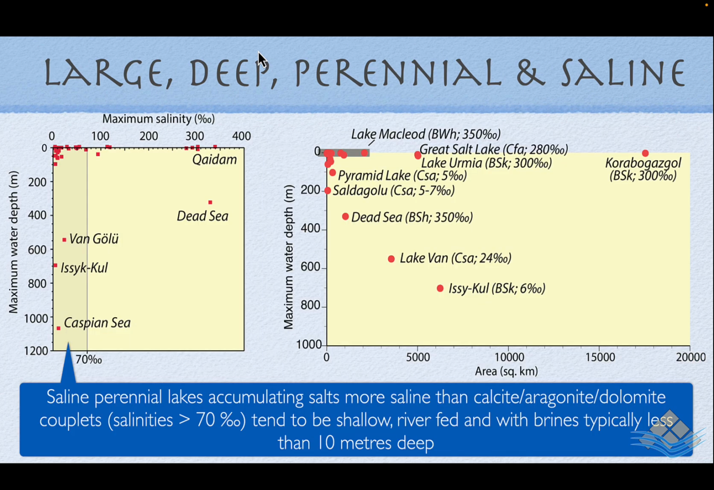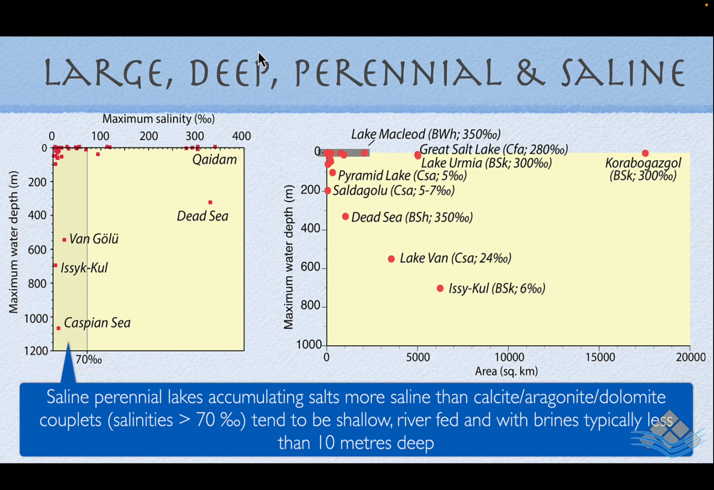Let's have a look at water depth within these saline perennial lakes, and we can see that the majority of saline perennial lakes which have halite accumulating in the system are shallow. They are a few meters to tens of meters in depth. Isikul, Van, Gelu, and the Caspian are not at levels of salinity that are halite precipitated.